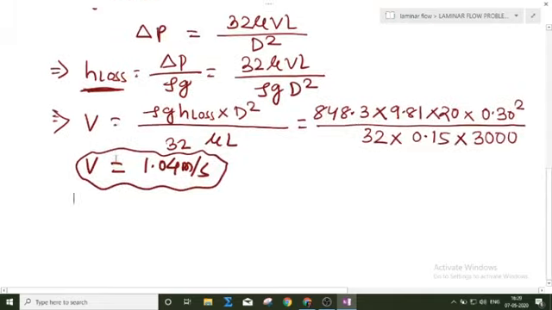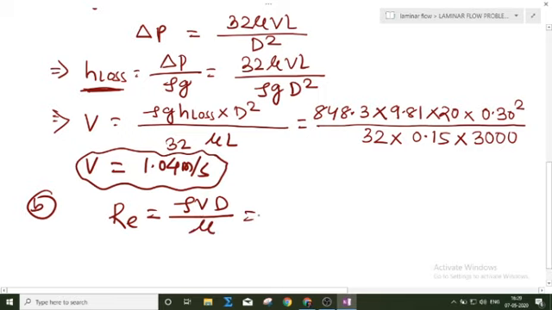Reynolds number we can find out, because it is already told you. You have to check whether it is a laminar flow or turbulent flow. Reynolds number is rho V d by mu. So this rho is how much? This is given to you.